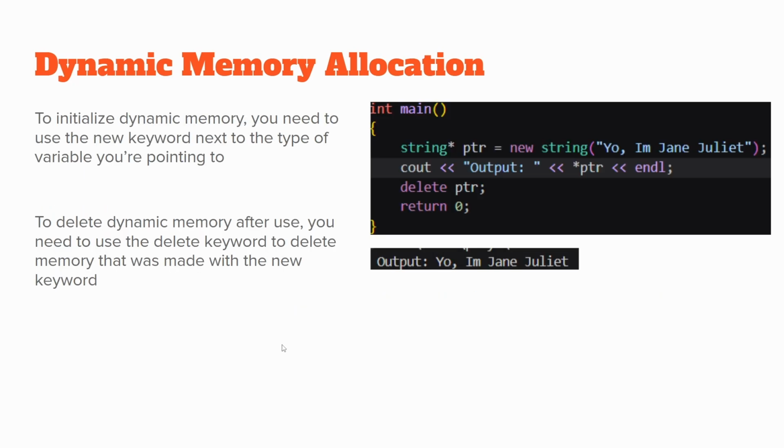To initialize dynamic memory, you just need to use a new keyword next to the type of variable you're pointing to. For example, I declare a string pointer as usual, but then I set it equal to a new string, where this pointer now points to dynamically allocated memory that's not actually on the stack, but on the heap. And then you can use it as normal compared to a normal variable. And to delete dynamic memory after use, you just need to use a delete keyword in order to delete memory that was made with a new keyword.